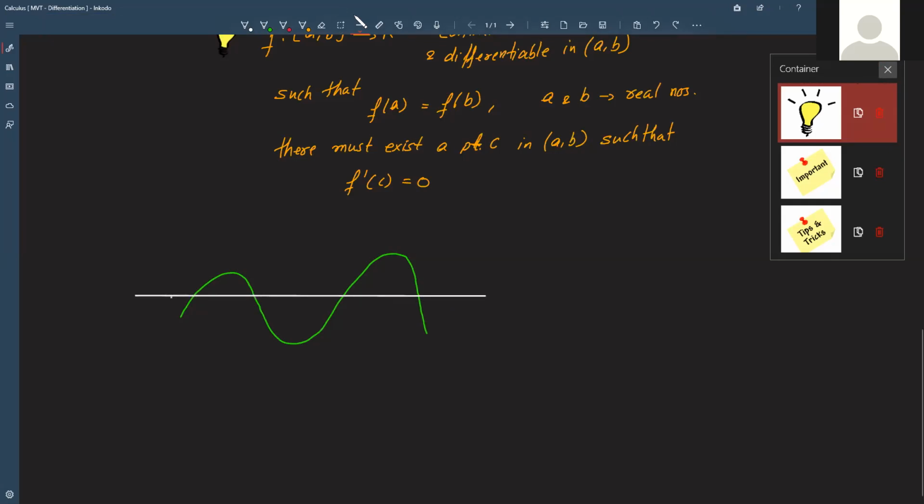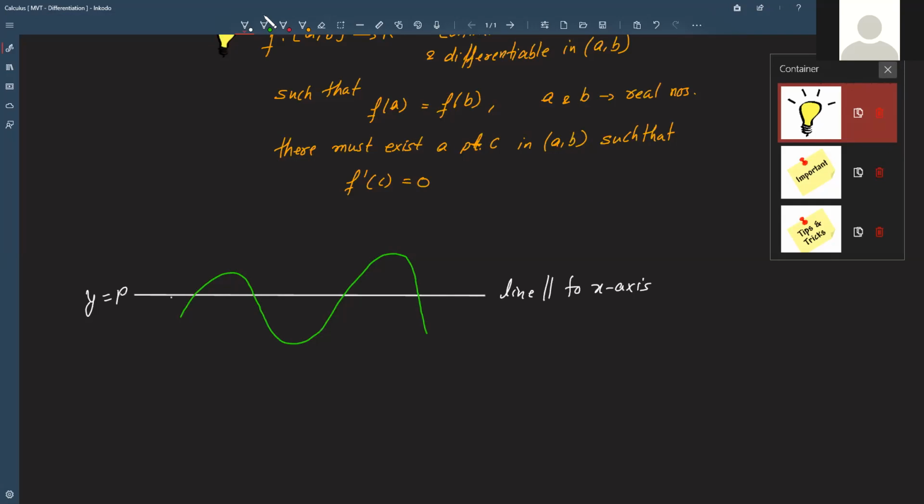This is not the x-axis. This is a line which is parallel to the x-axis. So if a line is parallel to the x-axis, what will happen? The value of y on that particular line will be constant. Say this is equal to some p.